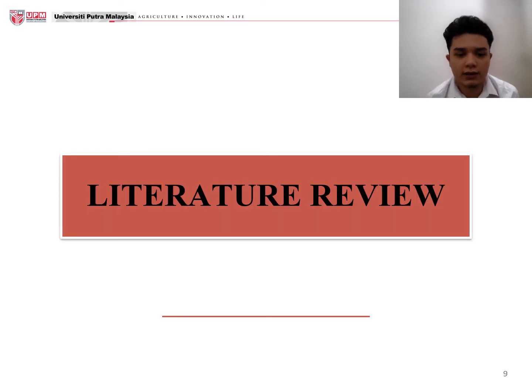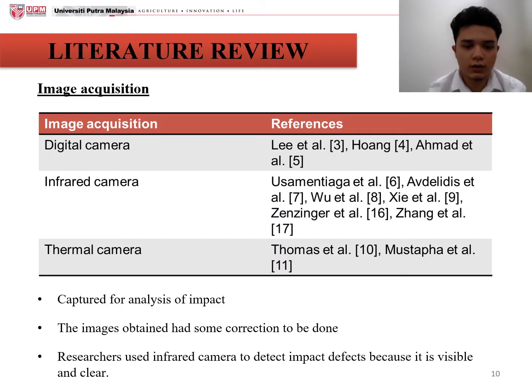Alright, so next, literature review. The first one is image acquisition. There are three types of image acquisition: first is the digital camera, infrared camera, and thermal camera. Image acquisition is to capture images for analysis of impact. The image obtained has some correction to be done, and researchers use infrared camera to detect impact defects because it is visible and clear to be seen.